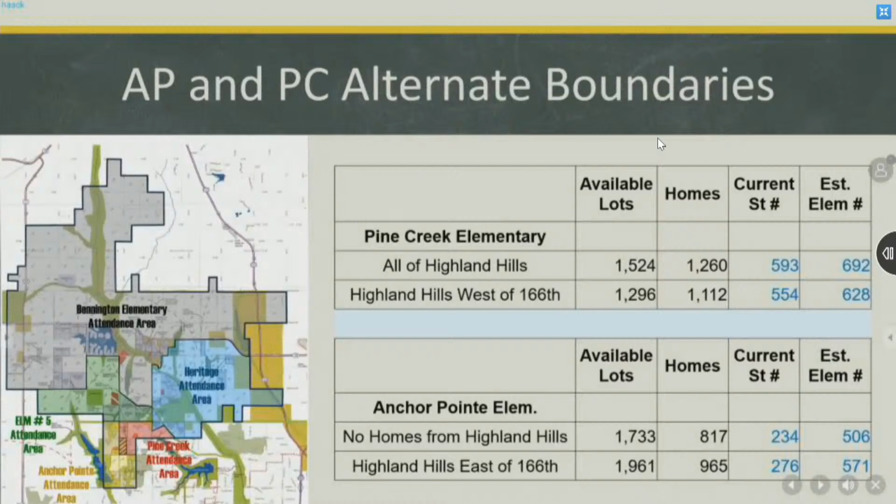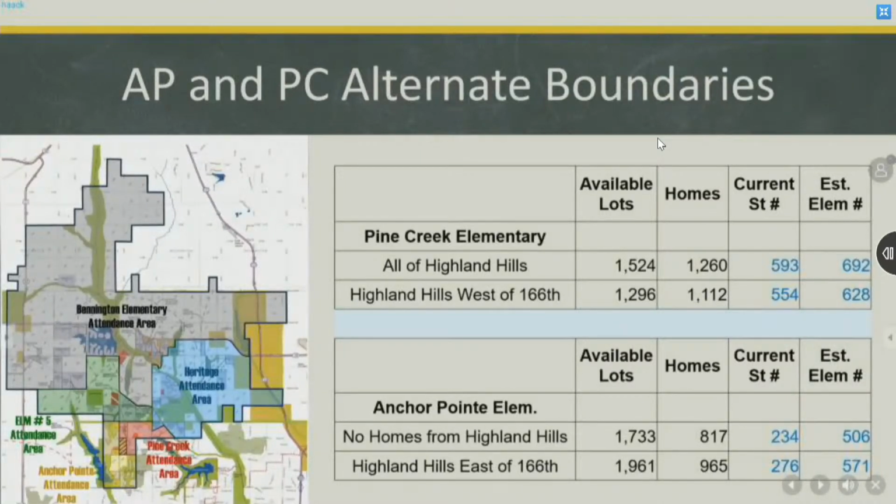166th Street to the west would go to Anchor Point. If we were to do that, we'll talk about transportation a little bit, but policy says that a busy road means transportation. 168 is a busy road. We do not want pedestrians and students crossing 168. We do not want bicycles crossing 168. So, it would provide busing.